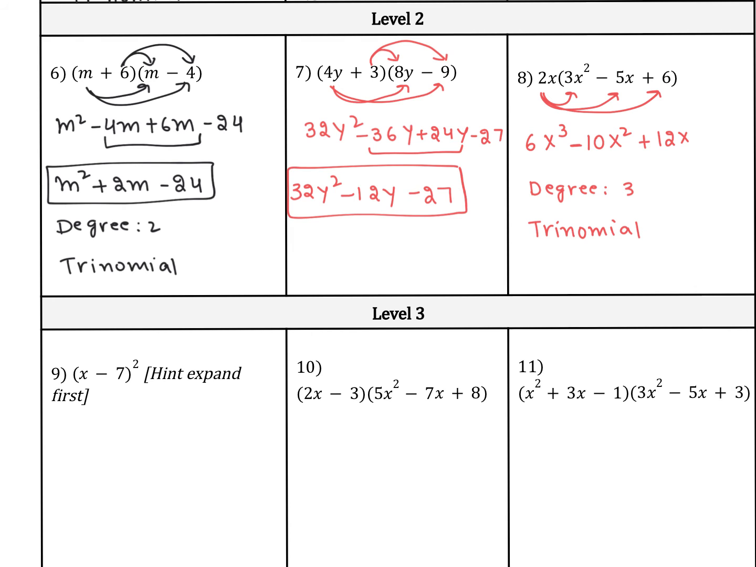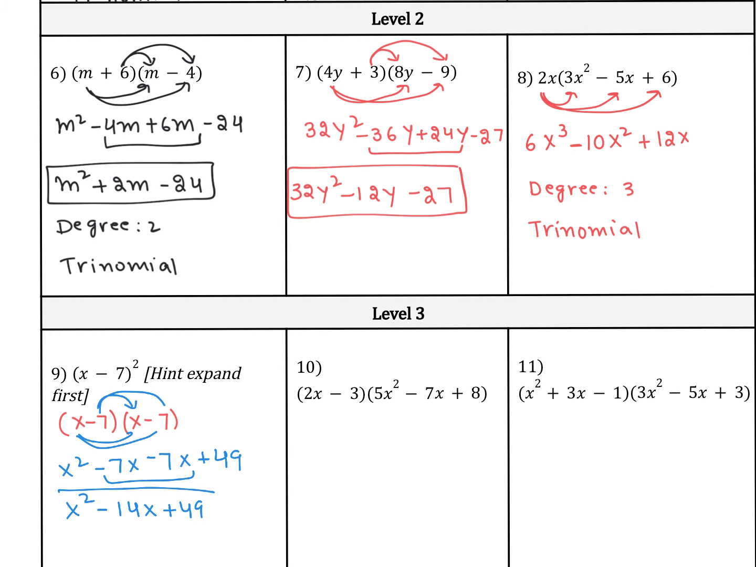For number 9, you're going to multiply the same factor twice. You can do it with the FOIL: x times x is x squared, x times negative 7 is negative 7x, negative 7x, and then negative 7 times negative 7 is positive 49. x squared minus 14x plus 49 is your answer.